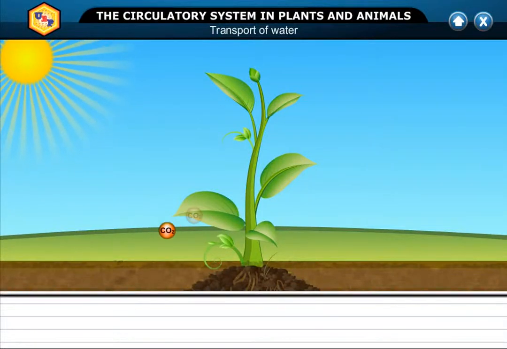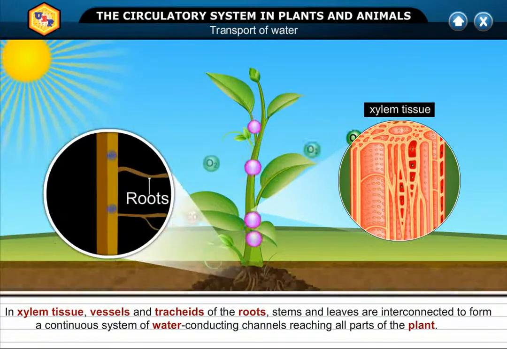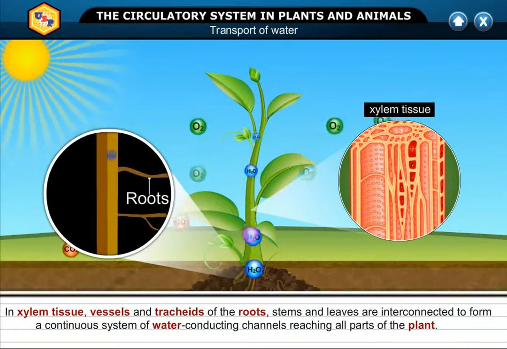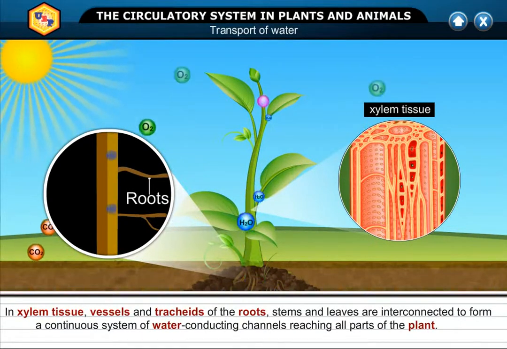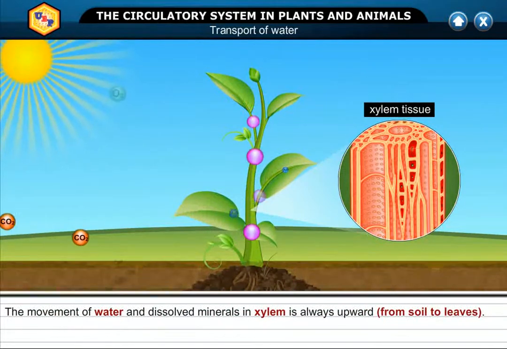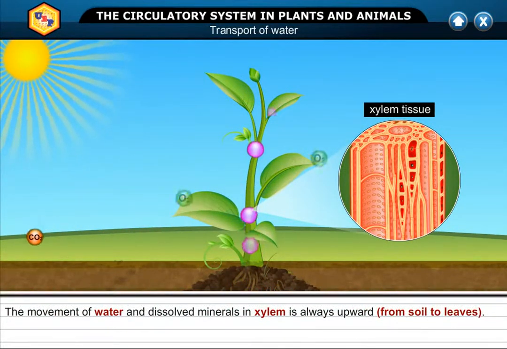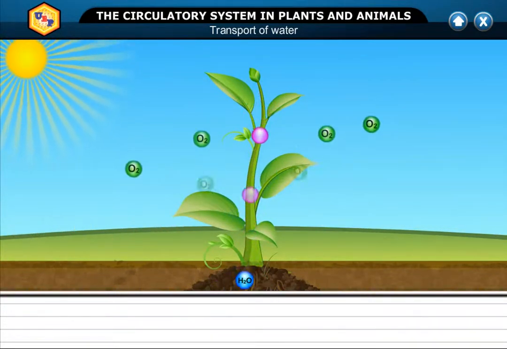Transport of water. In xylem tissue, vessels and tracheids of the roots, stems and leaves are interconnected to form a continuous system of water-conducting channels reaching all parts of the plant. The movement of water and dissolved minerals in xylem is always upwards, that is, from soil to leaves. Transport of water in plants.